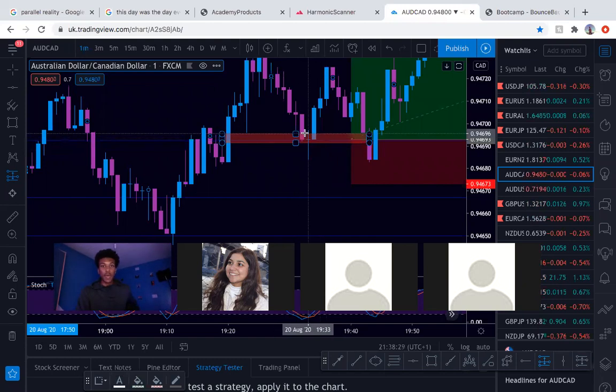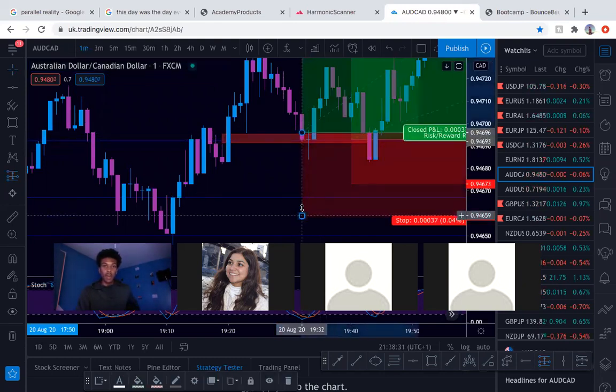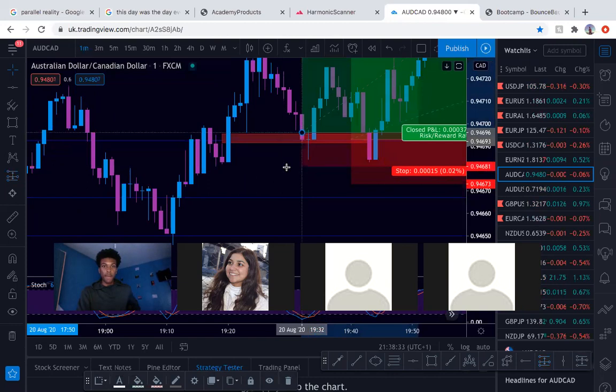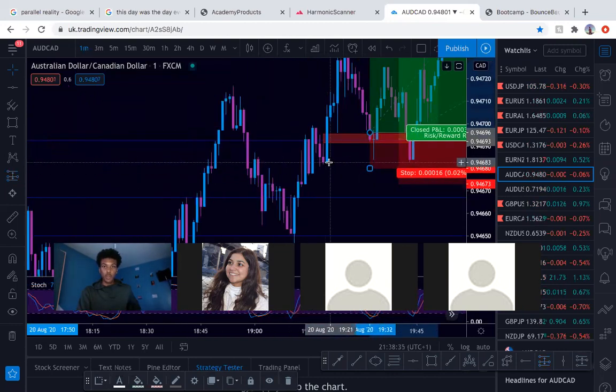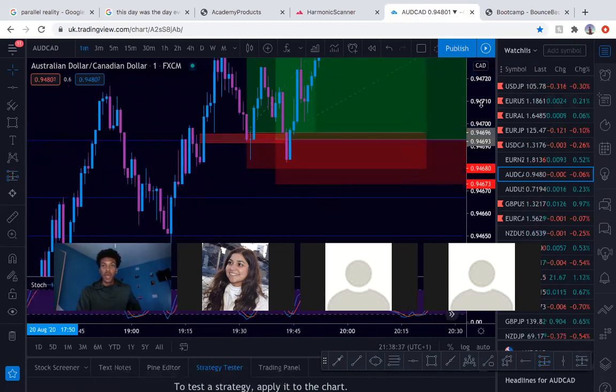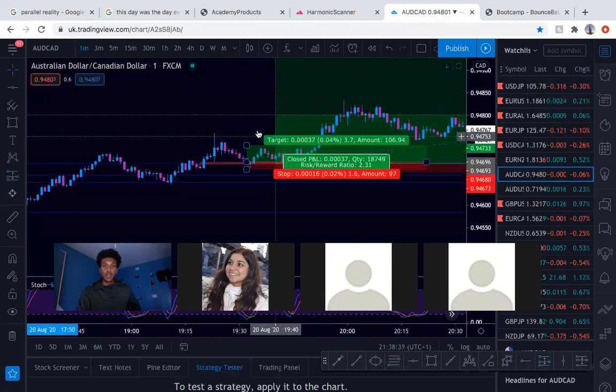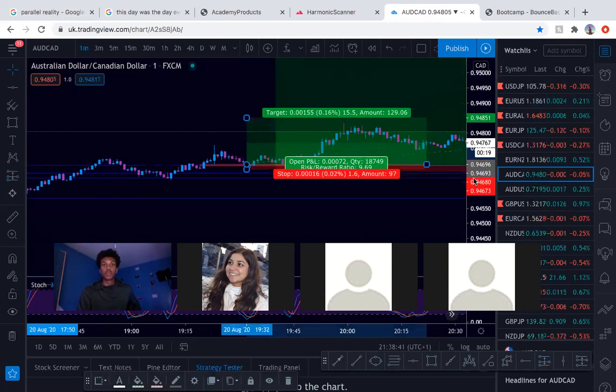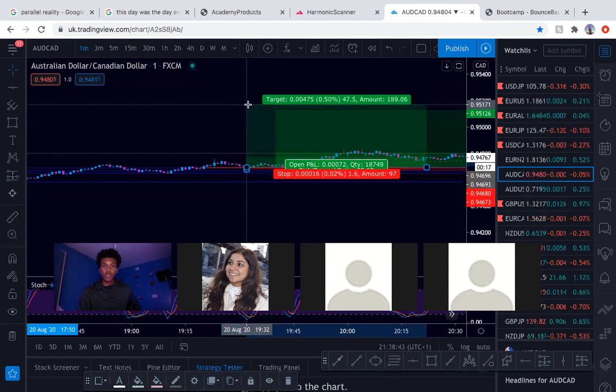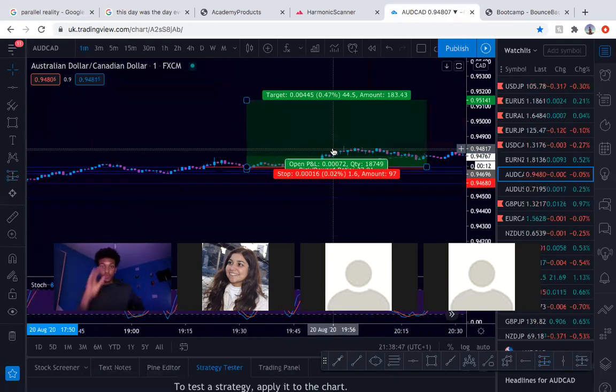So I literally would put my entry around about here, right? Stop loss just below there, just below the institutional candle. And then again, we take it up to the same level. So now it's just increasing the risk reward, increasing the risk reward, right? So what's that? I can't even see what that one is. Let me do this one.